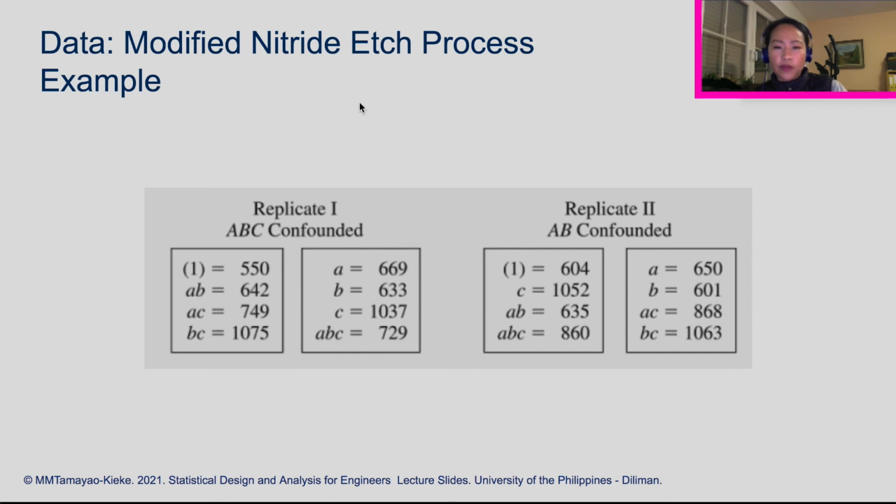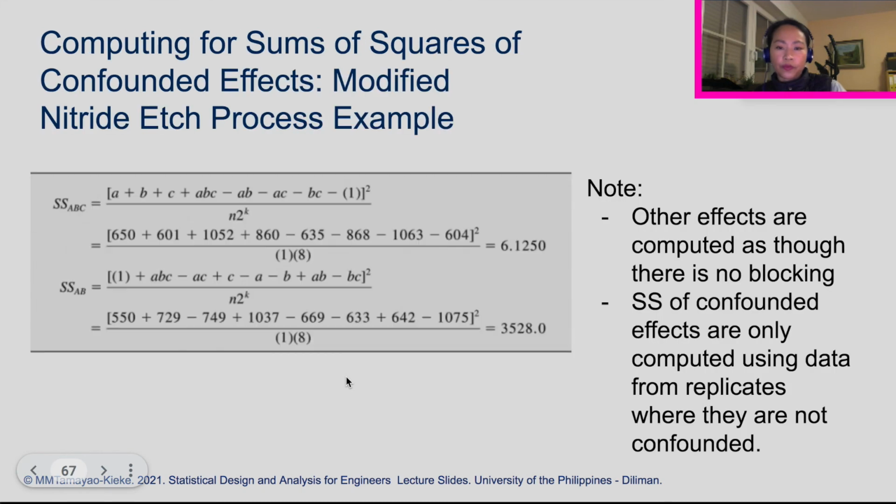For example, for replicate 1, with ABC confounded, we would have these treatments in block 1 and these treatments in block 2. And then replicate 2, we have a different effect being confounded, that is AB, and therefore we would have these combinations to be run in these 2 blocks. Since we have 2 different effects being confounded, we have what we call a partially confounded factorial design in 2 blocks.